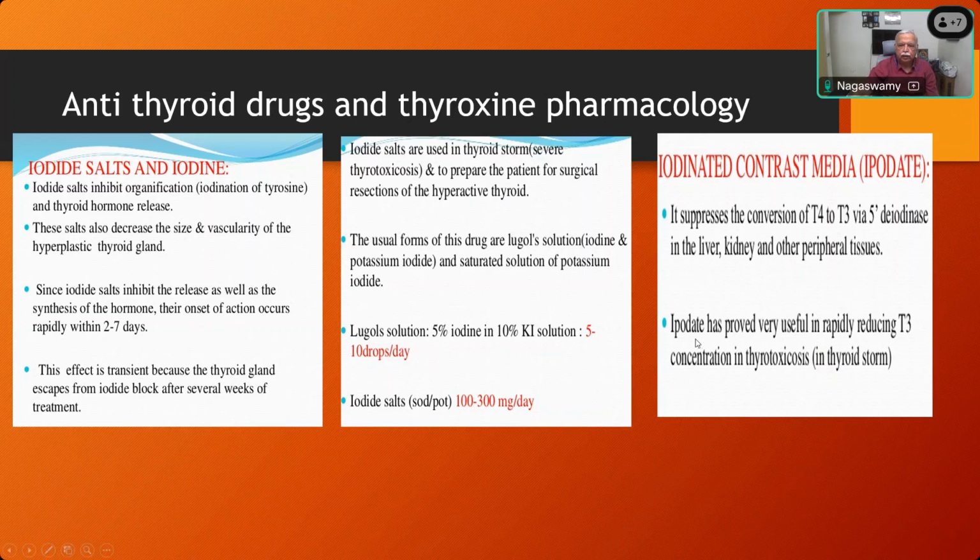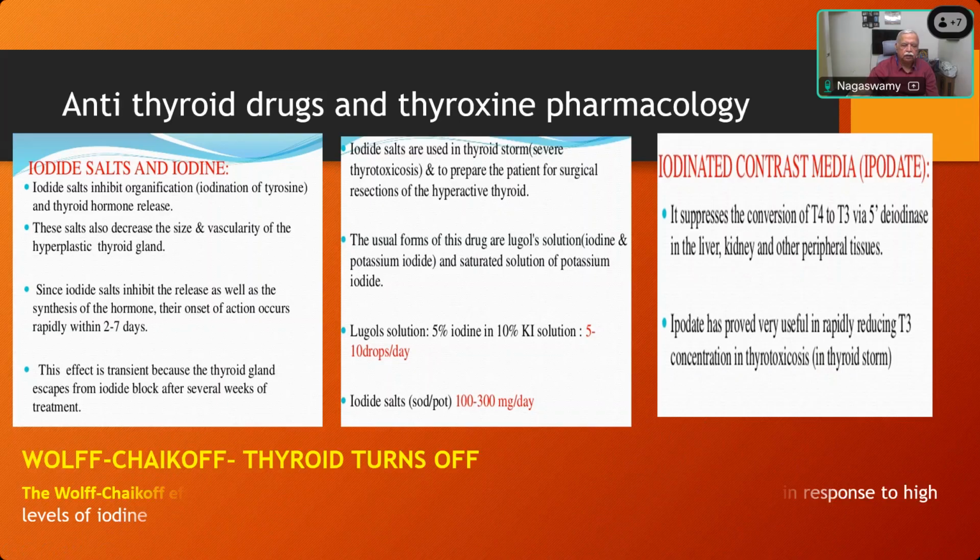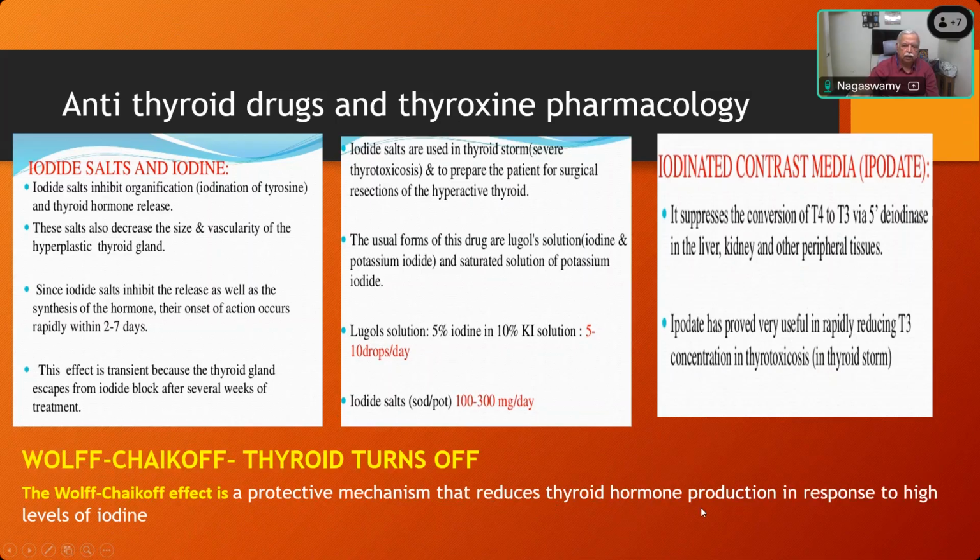And this is iopanoic acid, which is a contrast agent given for treating thyroid storm. So, in addition to the regular drugs, you can remember this also, which is given as a measure to treat the thyroid storm. And this Wolff-Chaikoff effect is another thing that is asked with regard to the iodine treatment. It is a protective mechanism that reduces thyroid hormone production in response to high levels of iodine. So if you give Lugol's iodine, this will also help in reducing the production of thyroid hormone in hyperthyroid patients.